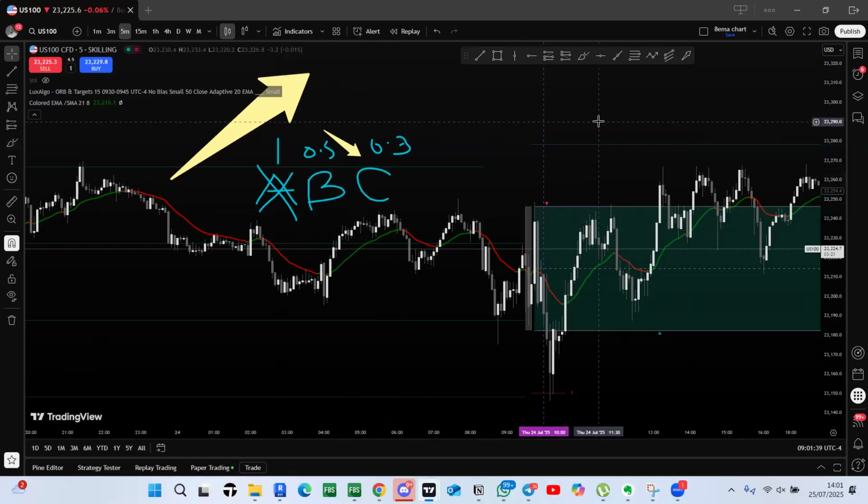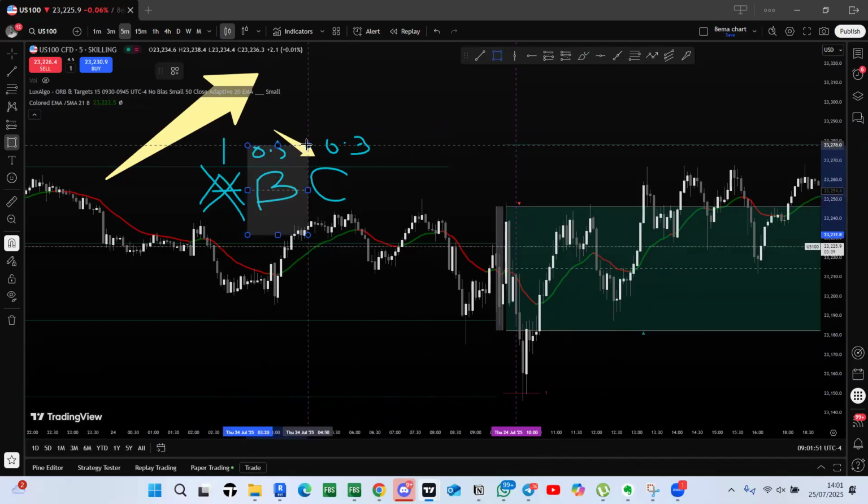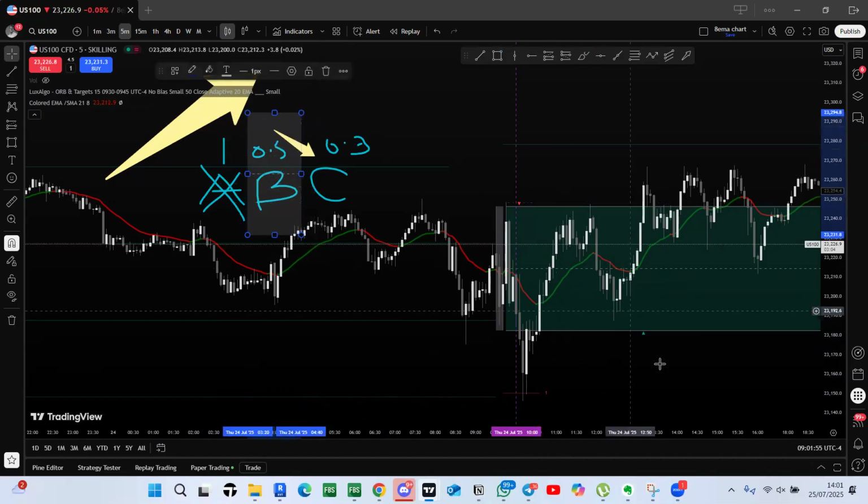Because this strategy has a very high win rate, we just want to be risking more when we are very sure of direction, because I'll show you what will happen now. All right, so I just wanted to show you the position sizing and the scoring. So we're going to go with a B setup on this particular trade.